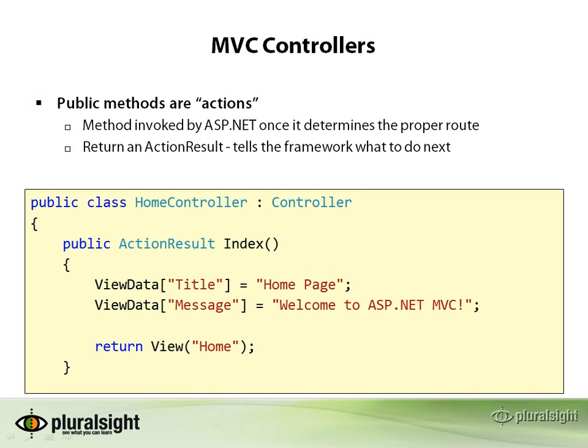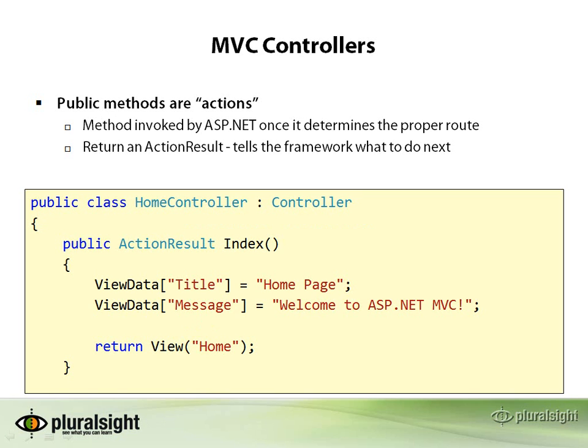The MVC runtime will automatically invoke these actions once it gets the information from the routing engine about what controller and what action should be invoked. And actions typically return an action result. An action result essentially tells the framework what to do next. In this case, we're telling the MVC framework, render a view for me. Render a view with the name of home.